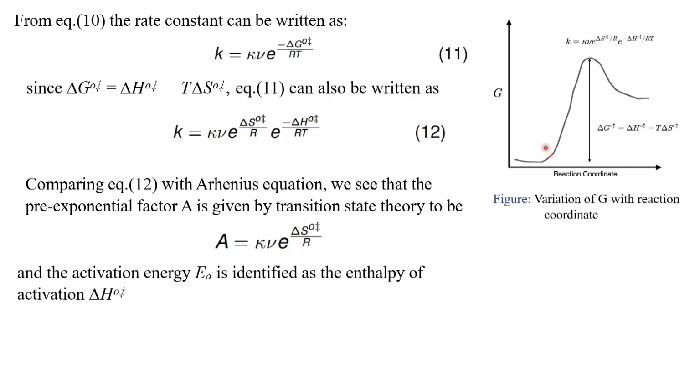So, this is the G versus reaction coordinate here. It goes like this from here to here and it comes back like this. So this is the variation of G with the reaction coordinate.